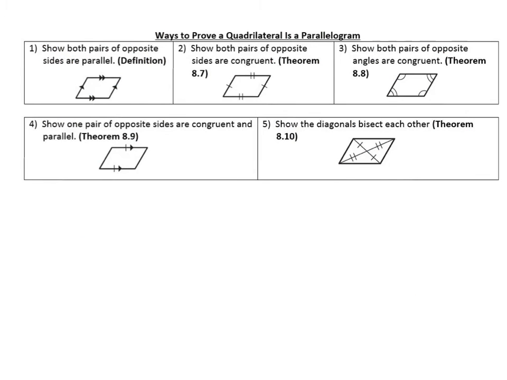Now before I get to the next part of the notes, I want to jump to the end where it kind of sums up all the ways that I can prove a quadrilateral is a parallelogram. So I can use the definition, opposite sides are both parallel. Or I could use the fact that opposite sides are congruent. So this is theorem 8.7.